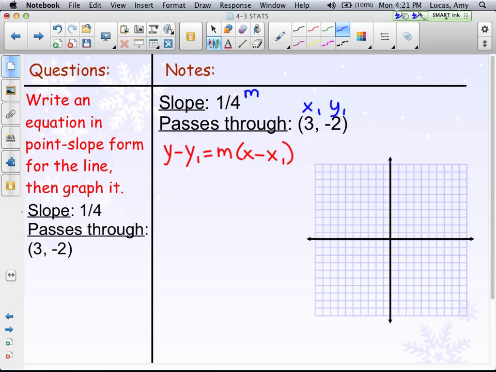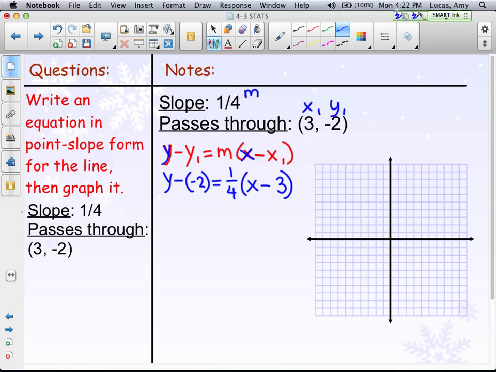So when we fill these in, the first y stays. So I'm going to have y minus my y1, so that's the y coordinate from my point. It was -2. That's equal to my slope 1/4 times, in parentheses, x minus my x1, the x coordinate from the point, which is 3. So in blue, I'm showing you the x and y that will remain in our equation. The first y and the first x, they stay. Those are the variables for our equation.